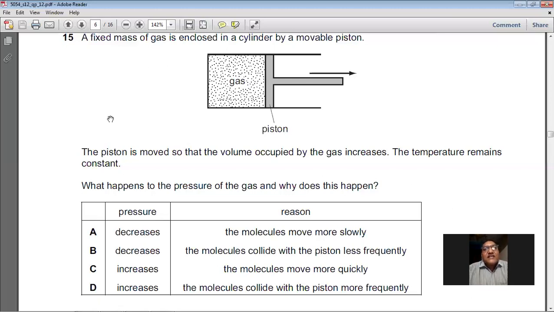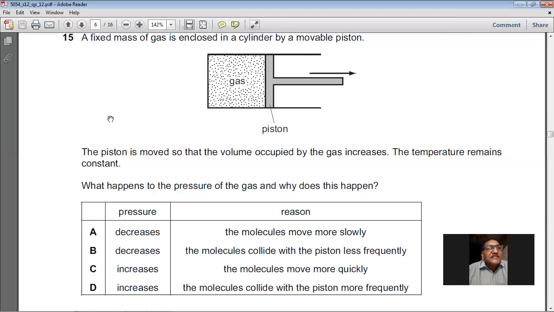And the reason is there will be less number of molecules colliding with the walls of the piston. So the frequency of the collision of the air molecules with the walls of the piston and the cylinder will decrease. The collision frequency has decreased, so the pressure will decrease. The reason is the molecules collide with the piston less frequently.